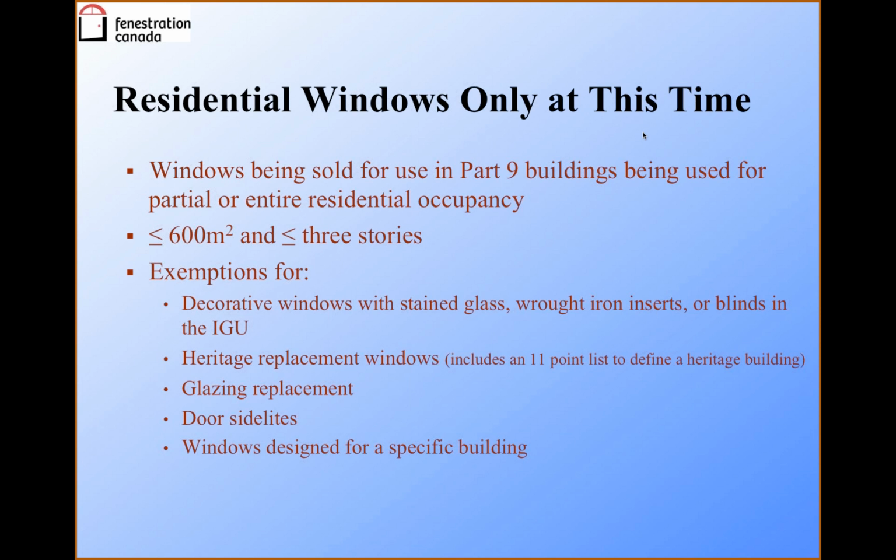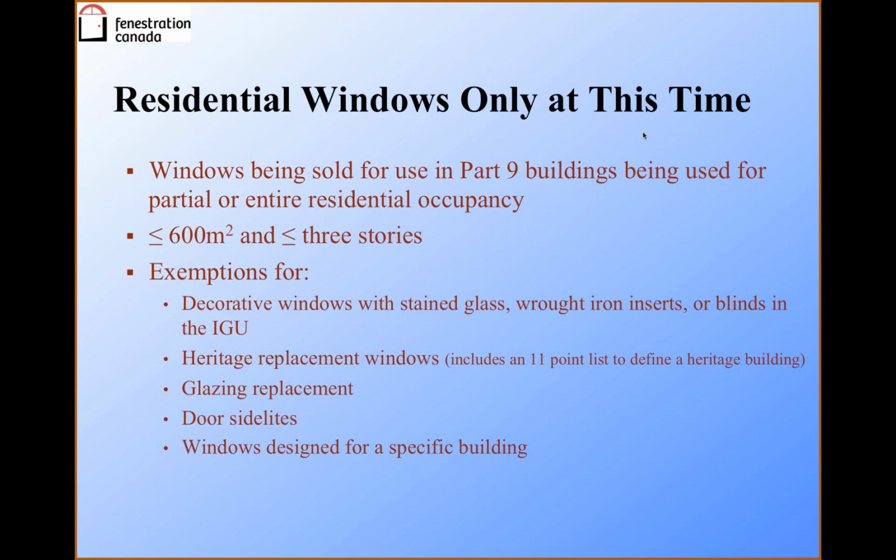The Energy Act did write in a number of exemptions. Decorative windows with stained glass, wrought iron inserts, or blind inserts inside the IG unit do not have to comply. Heritage replacement windows do not have to comply. There's an 11-point list of what defines the heritage building and the types of windows written right into the Energy Act in more detail. If you're working in the heritage replacement window area, you would need to look into that and what those details are.